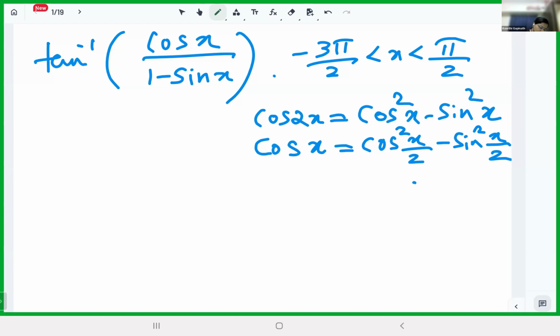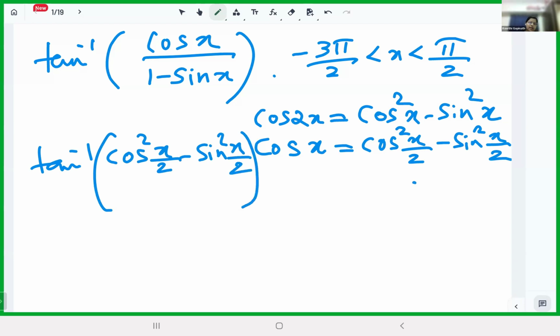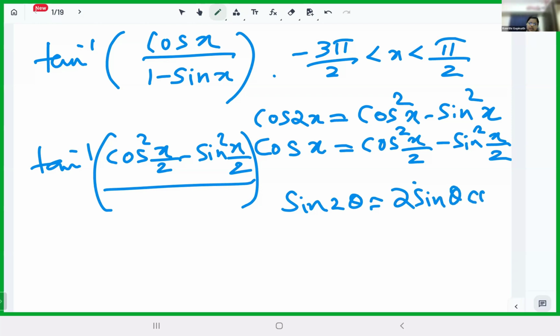Similarly, we can write this question: tan inverse, the numerator is cos x, right? So we can write this as cos square x by 2 minus sin square x by 2, divided by 1 minus sin x. And we know that sin 2 theta is equal to 2 sin theta cos theta, isn't it? So what is the half angle formula for sin theta? Sin theta will become 2 sin theta by 2 cos theta by 2.